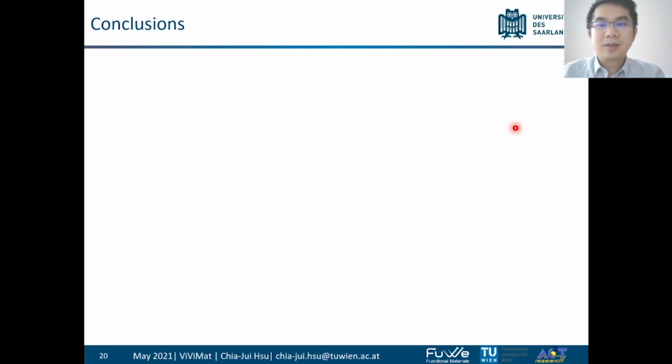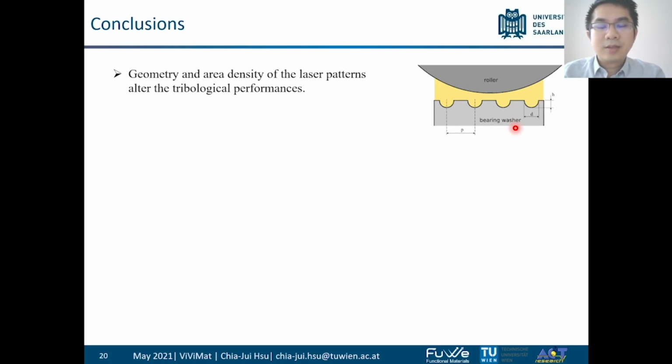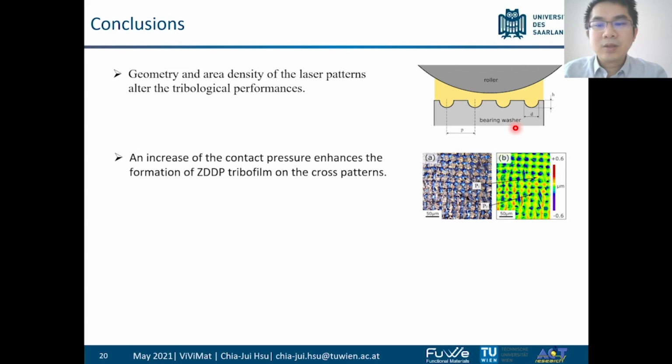So here come the conclusions. First, geometry and area density of the laser patterns alter the tribological performances. We actually created dimple and cross-like patterns on top of the surface of bearings, and all of them are capable of storing lubricants in the surface, and in an insufficient lubrication situation, the oil stored in the patterns will come out and play its role.